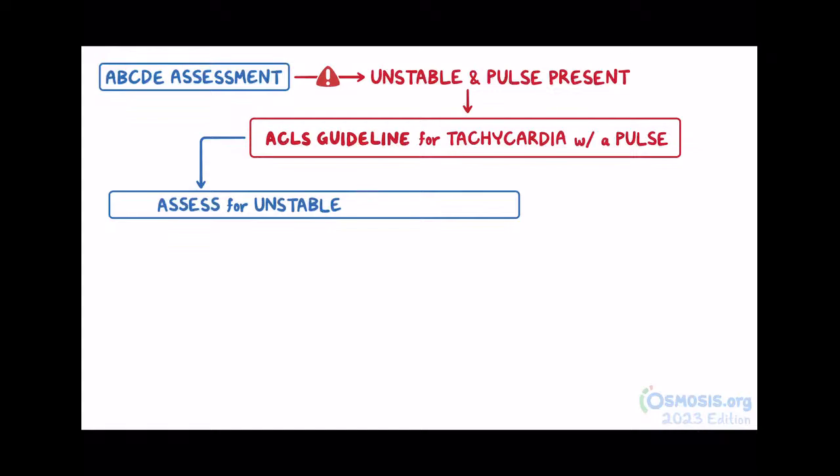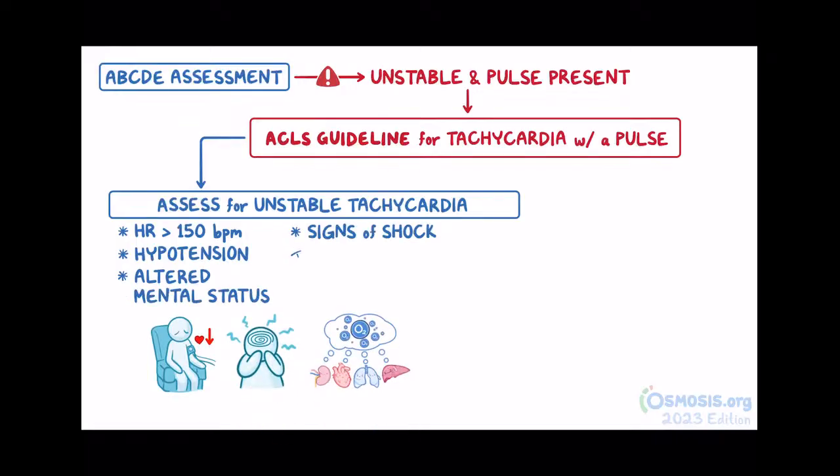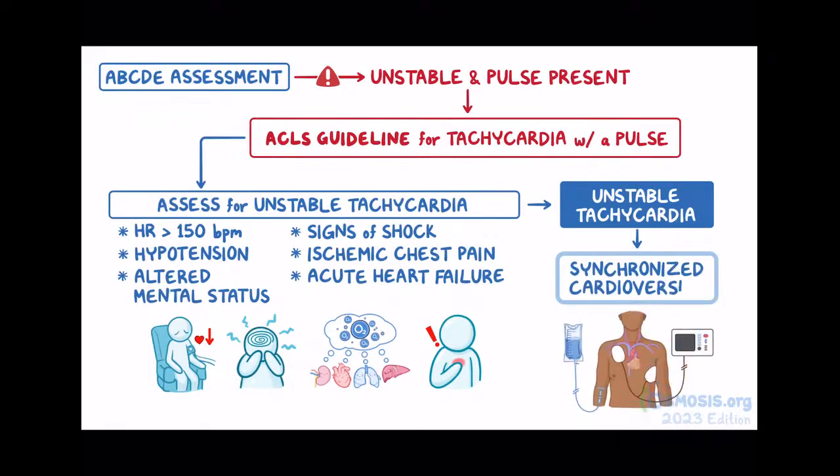Then assess for signs and symptoms of unstable tachycardia, including heart rate above 150 beats per minute, hypotension, altered mental status, signs of shock, ischemic chest pain, or acute heart failure. If your patient has unstable tachycardia, perform immediate synchronized cardioversion.